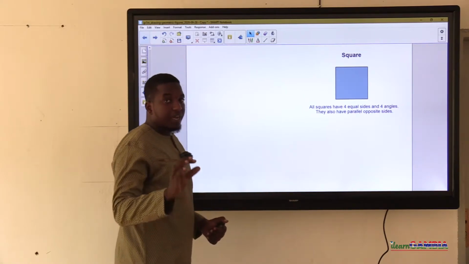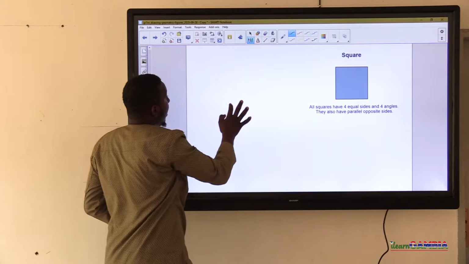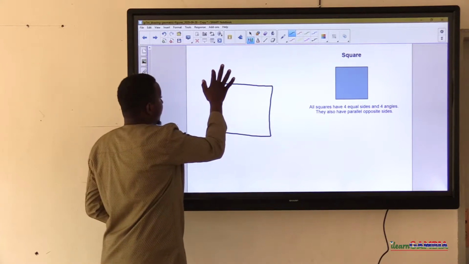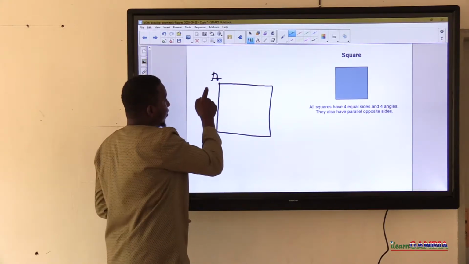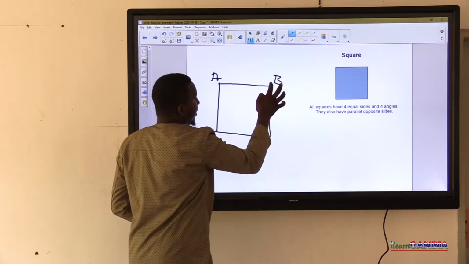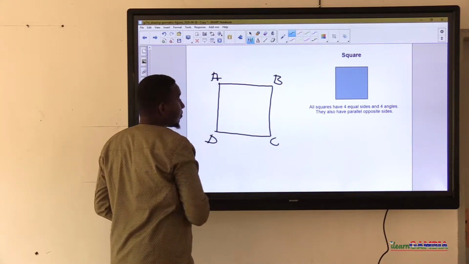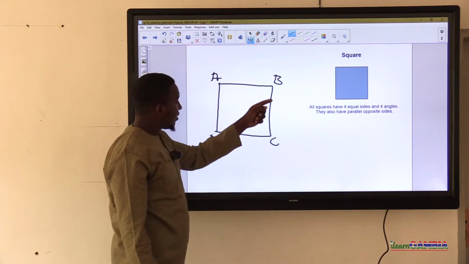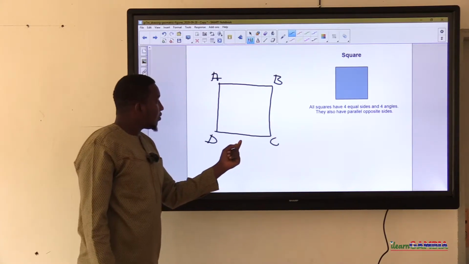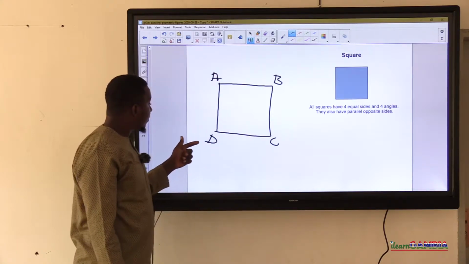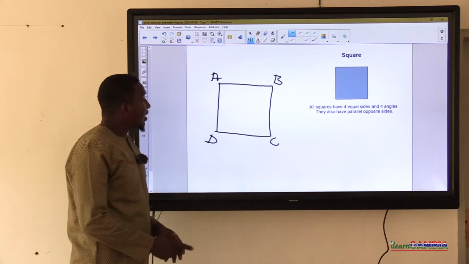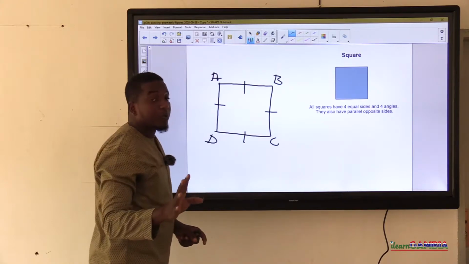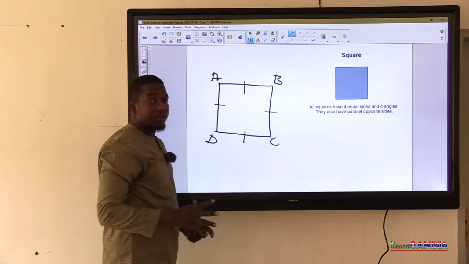Any square or any plane shape that you see that has 4 equal sides. That is, if you have a plane shape and let's say this corner is A and we have B, C, and D. What we are saying here is the distance from A to B should be equal to the distance from B to C, and should be equal to the distance from C to D, and also should be equal to the distance from D to A. So you realize that all the 4 sides are going to be equal. That is one property of a square. All the sides are equal.